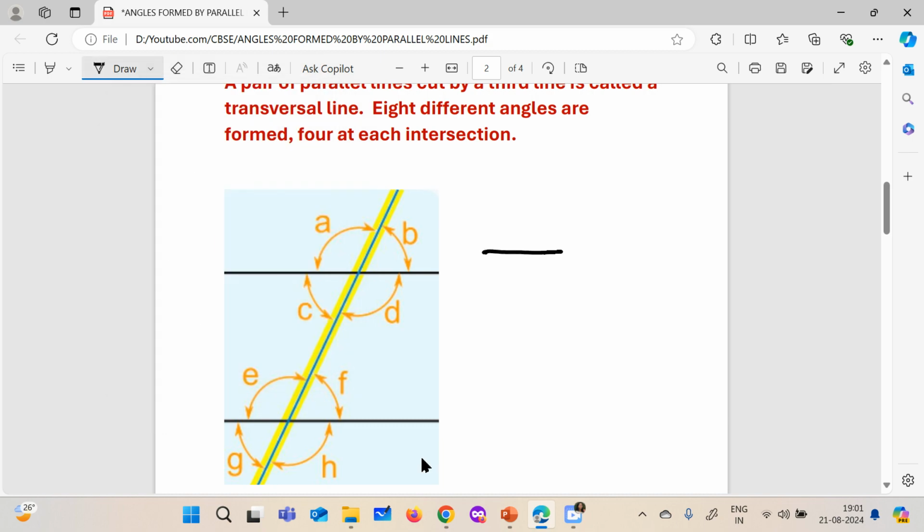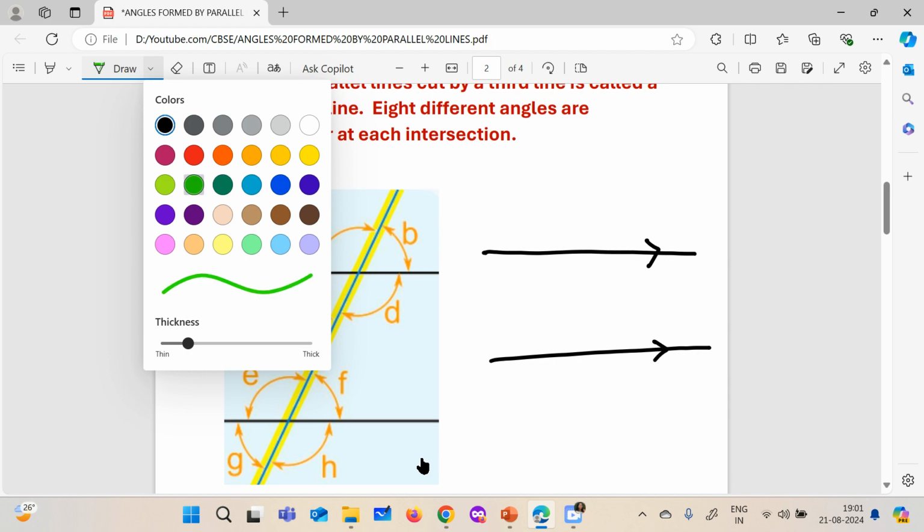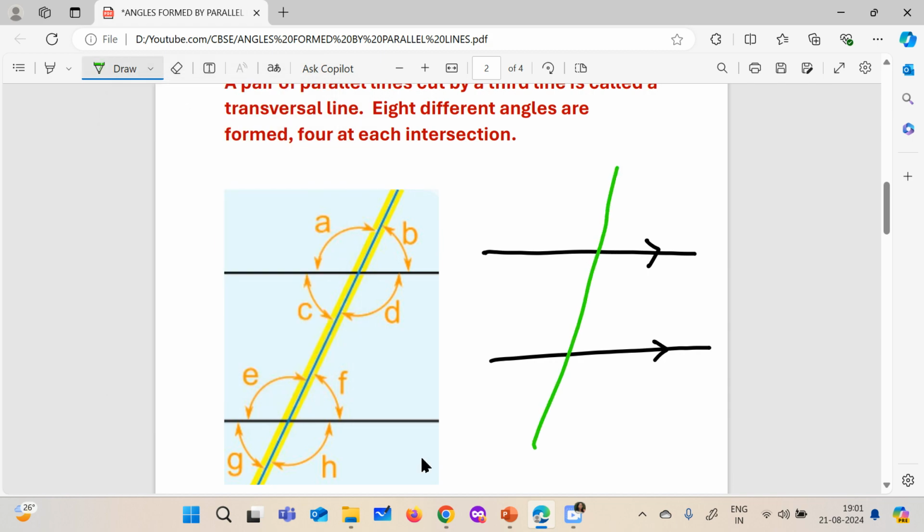Suppose we have a set of parallel lines. You can see that we have two parallel lines here, right? Now these two parallel lines are intersected by a third line, so I will draw a line like this. Now we call this line the transversal line. The line which intersects a pair of parallel lines is called a transversal line. I hope it is clear to you what a transversal line is.